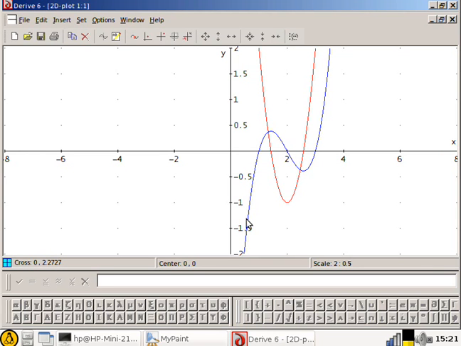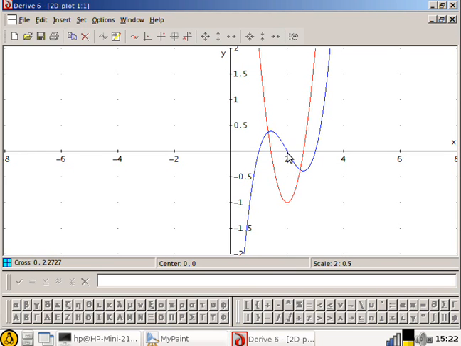Now, look, dy/dx positive, negative, or 0? Positive here, 0 here, negative here, 0. Now, is this a max or a min? Minimum. And this is a maximum. So here is a hill, and then here's a valley, and this point right in the middle here is where it's switched.